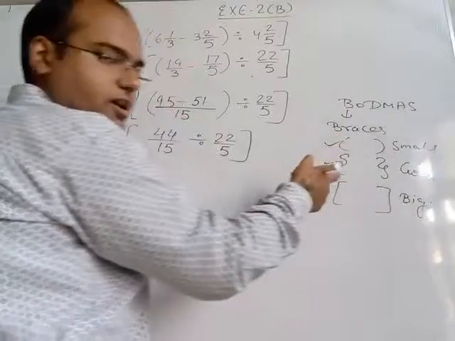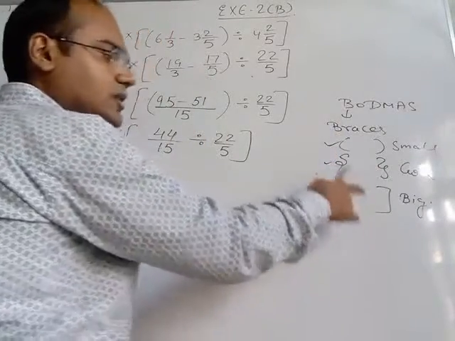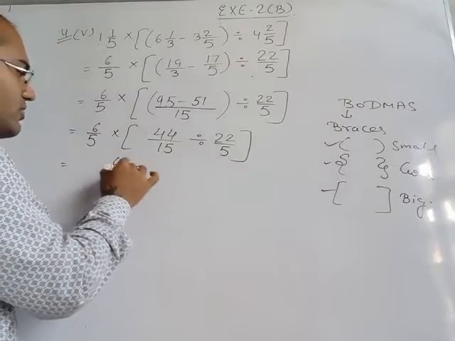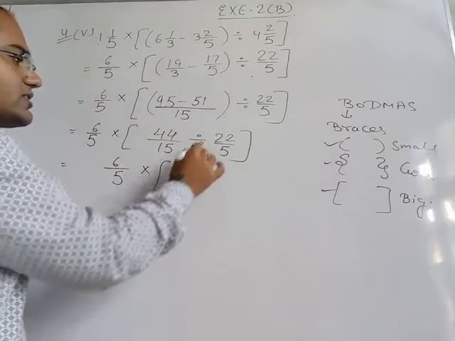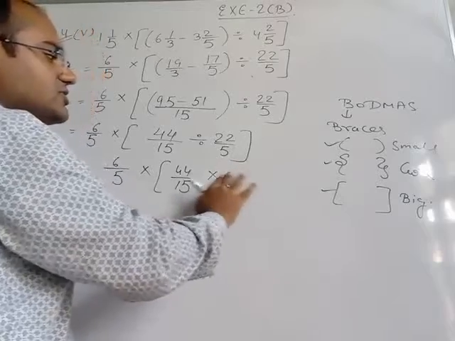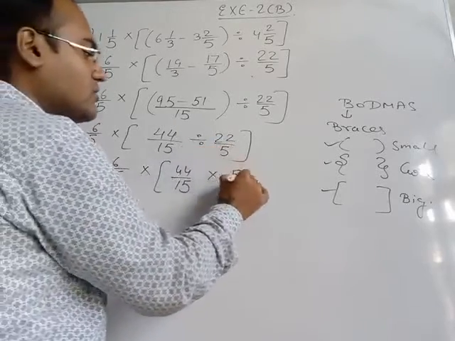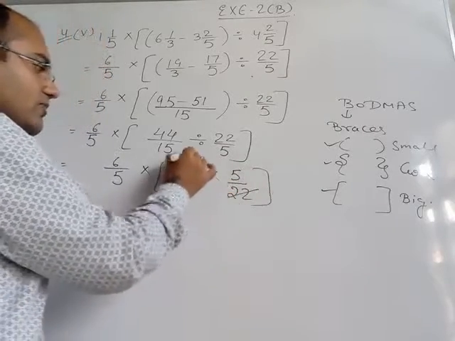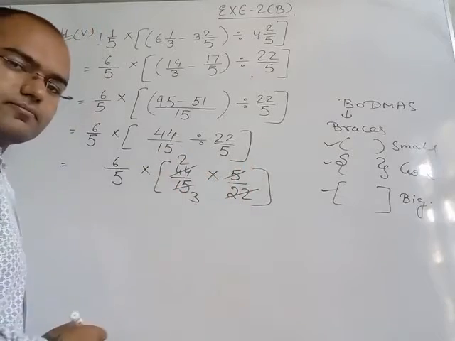Now the turn is of curly bracket, but here in the question curly bracket is not coming, that's why we will come to big bracket. So inside this big bracket divide is coming. So what we will do, this divide we will change into multiply sign, and when we change divide into multiply, the right hand side number will get reciprocal. So 5 upon 22 we will write. 22 2s are 44, 5 3s are 15.